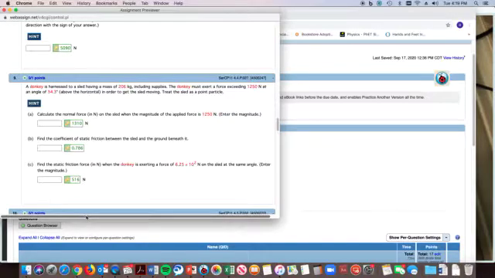All right, so theta is equal to 34.3 degrees. Mass of the crate is 206 kilograms, and we'll get all that here in a second.